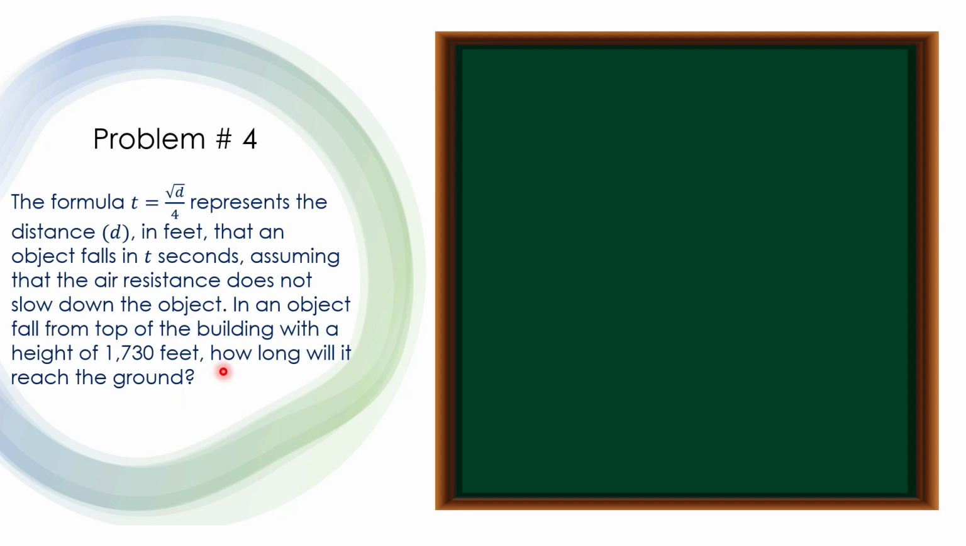So from our number 4, it is different from our first 3 examples, since from the first 3, you are simply asked for the missing number. So from here, we are asked for the time in which the given object should reach the ground. So for our solution, we will use the equation t is equal to the square root of d over 4. Given that the height is 1,730 feet, we will simply substitute this to the distance or d in our equation.